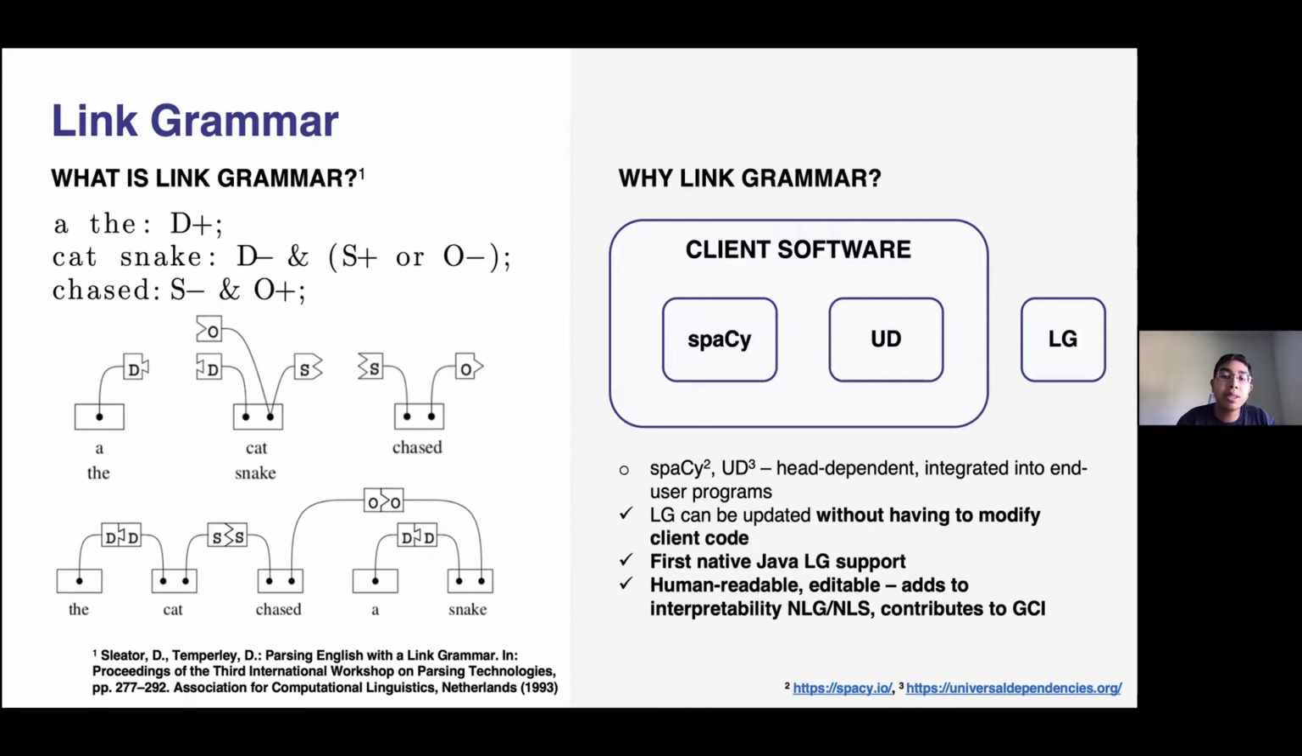Macros are single symbols that define large connector expressions. Essentially, they're a form of shorthand that is used throughout the Link Grammar Dictionary to reduce redundancy of connector expressions and increase readability. So in this example here, we have cat and snake are both assigned D- and S+ or O-. We can replace that entire connector expression with a macro called, for example, macro. And essentially, any time in the Link Grammar Dictionary that D- and S+ or O- appears, we can substitute the macro in there as a form of shorthand to improve readability.